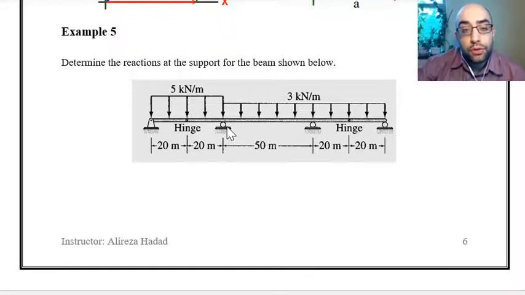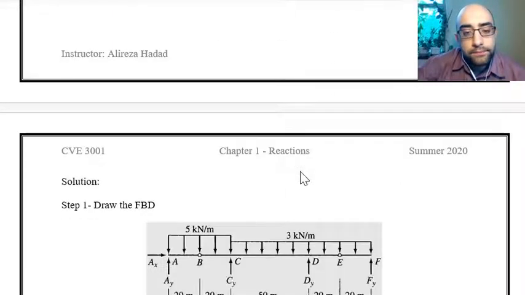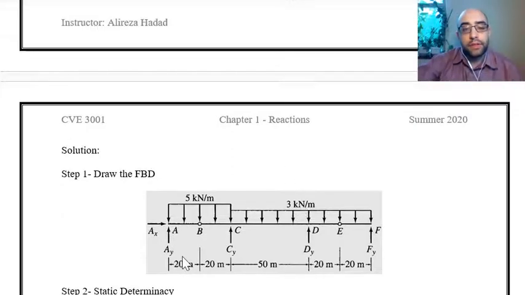Also, make sure you include these two hinges in your considerations. So the beam has 4 supports and also 2 hinges in the beam. This is the free body diagram of the beam.